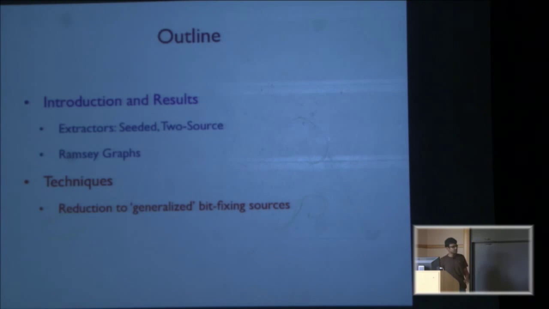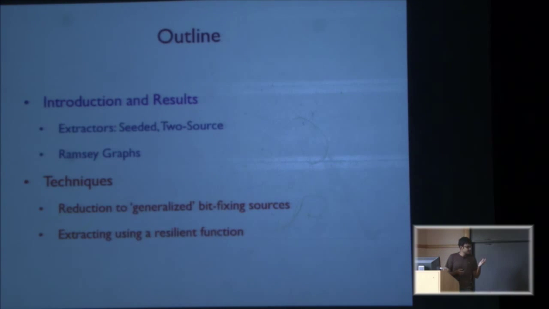So this has, on a very high level, two steps. One is using two independent sources to reduce to some kind of generalized bit fixing sources. I'll get into that in more detail later. And then extracting from such generalized bit fixing sources using things called resilient functions. Again, I'll get into all these in later slides. And finally, some conclusions and open questions.